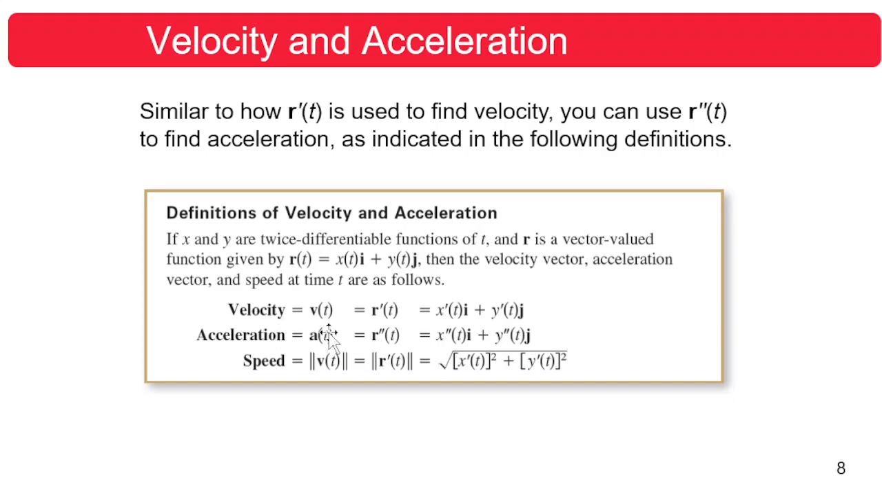The velocity, denoted by v of t, is the first derivative of r of t, which is equal to x prime of t i plus y prime of t j. The acceleration, denoted by a of t, is the second derivative of r of t, which is equal to the second derivative of x of t i plus the second derivative of y of t j. The speed is the length or the magnitude of the velocity, which is equal to the length of the first derivative of r of t, which is equal to the square root of the square of x prime of t plus the square of y prime of t.